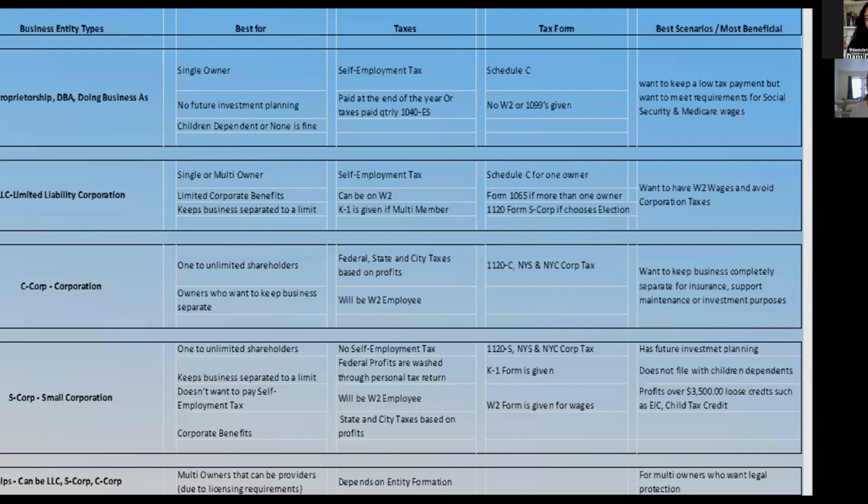The tax form is a Schedule C. At this point, you do not have a W-2 or any 1099. So again, this is good for someone who wants to keep a low tax payment, but wants to meet the requirements of Social Security and Medicare wages.